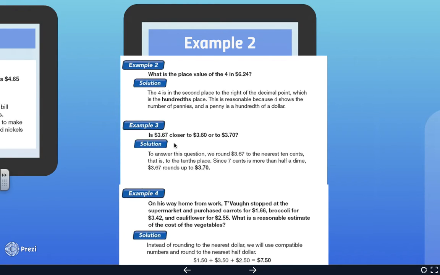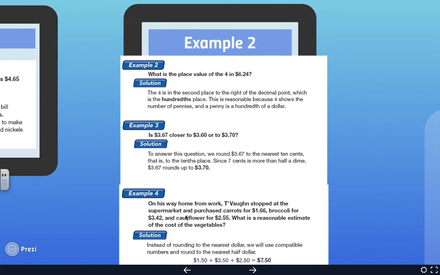Now, for example number 3, it's asking: $3.67, is that closer to $3.60 or $3.70? To answer this question, we round $3.67 to the nearest 10 cents. So we're going to look at the 7 and round it. Is that above 5 or below 5? It's above 5, so we're going to round this up. Your answer would be $3.70.